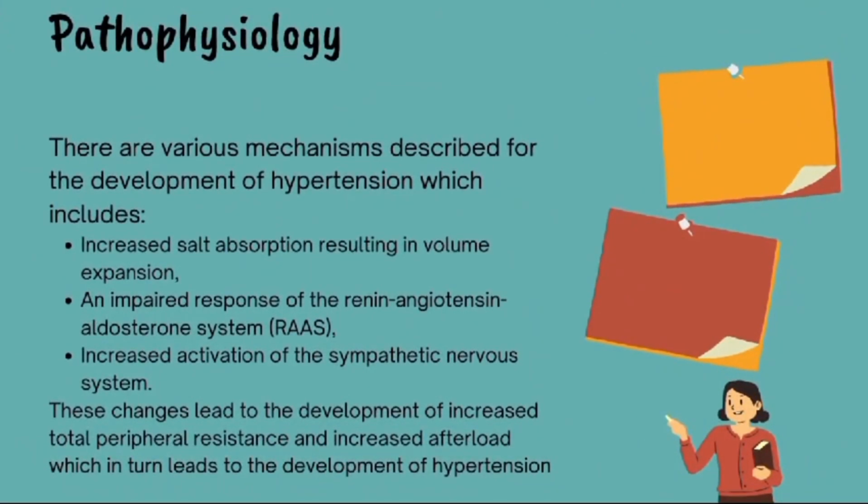Pathophysiology. There are various mechanisms described for the development of hypertension, which include increased salt absorption resulting in volume expansion, impaired response to the renin-angiotensin-aldosterone system, and increased activation of the sympathetic nervous system. These changes lead to the development of increased total peripheral resistance and increased afterload, which in turn leads to the development of hypertension.